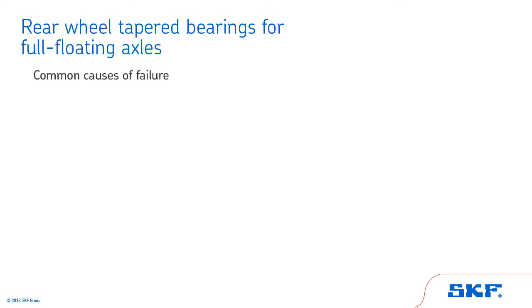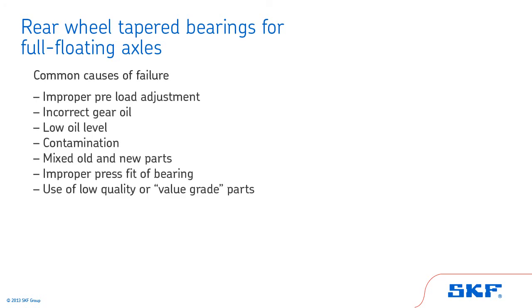Finally, we'll review common causes of tapered roller bearing failure. Improper preload adjustment. Incorrect gear oil. Low oil level. Contamination. Mix of old and new parts. Improper press fit of bearing. Use of low quality or value grade parts.